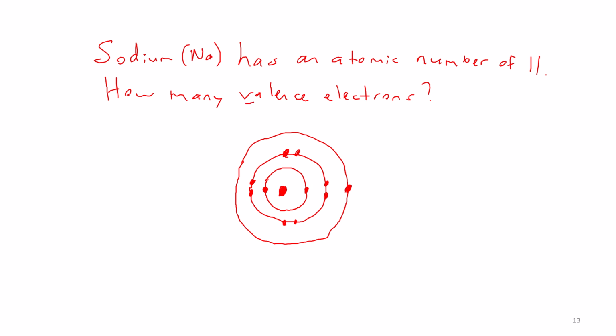Also, valence means the outermost. So here, in the outermost energy shell, there is only 1 electron for sodium. And so that's the answer to this question. Only 1 electron, 1 valence electron.